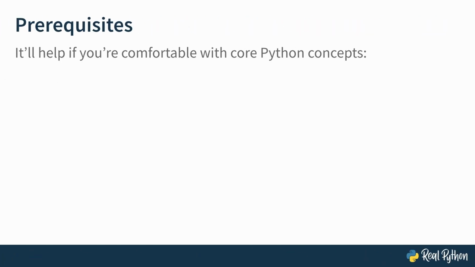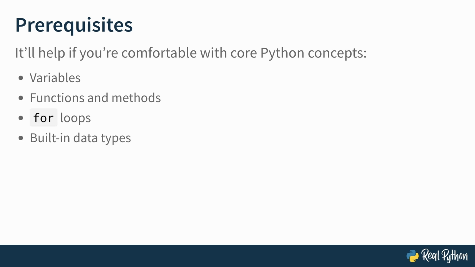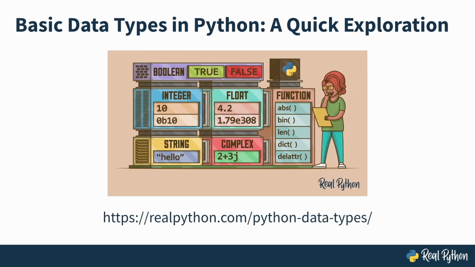It'll help if you're fairly comfortable with core Python concepts, like variables, functions and methods, for loops, and built-in data types. But don't worry, I'll also be explaining things as we go along. For now, if you're feeling like a refresher on Python's data types, check out Basic Data Types in Python, a quick exploration. Okay, before we get to coding, the next lesson will be a brief orientation where we'll answer the question, what is a Python list?